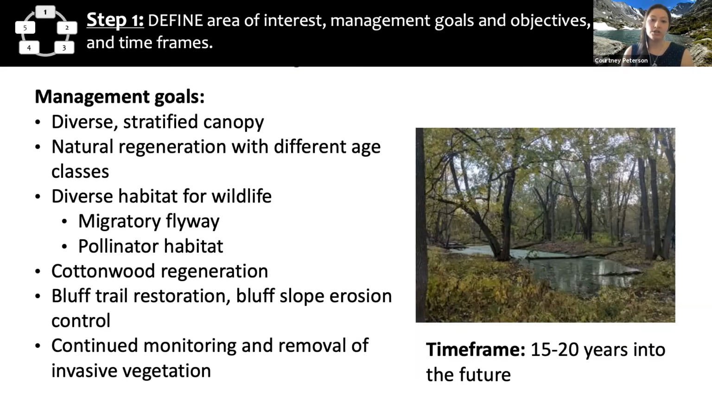They want to ensure there's cottonwood regeneration, again, as that migratory flyway. And then they want bluff trail restoration, reducing soil erosion, and monitoring and removing invasive species at this site. Since this is a part of an experimental trial, they're looking at trying to maintain and achieve these goals over the long term, in 15 or 20 years into the future.